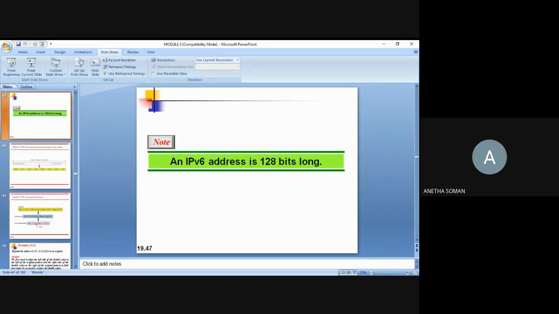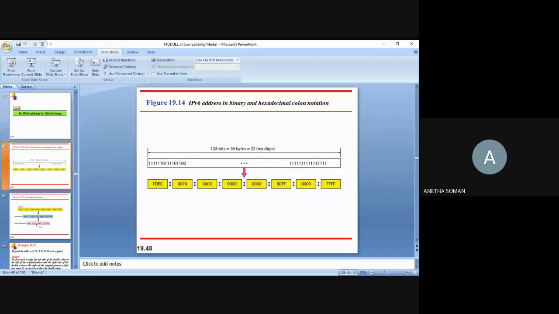And after that, we have gone with IPv6. IPv4 was 32-bit long, but IPv6 is 128-bit long. And you have learned how you can notate these IPv6 addresses. That is hexadecimal colon notation you are making use of.